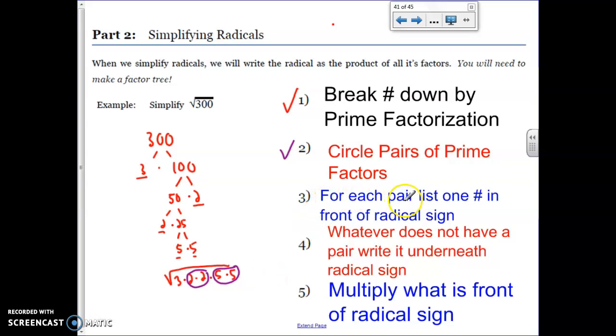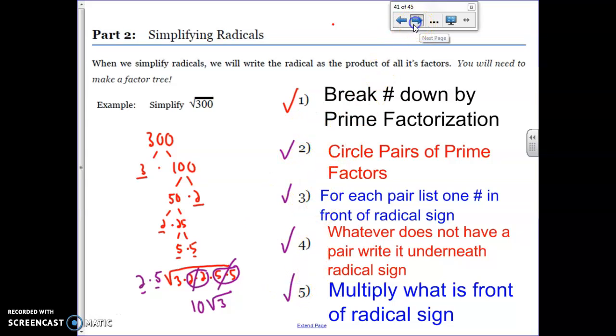So for each pair, what we're going to do is list one of the numbers in front of the radical sign. So for this pair of 5s, I am going to cross them out and list one of them in front of the radical sign. For this pair of 2s, I'm going to cross them out and list one of them in front of the radical sign. Whatever does not have a pair is going to stay underneath the radical sign. So the 3 didn't have a partner, so we're going to leave the 3 underneath the radical sign, and then we're going to multiply what's in front, which is 2 and 5. So we end up with 10 radical 3.